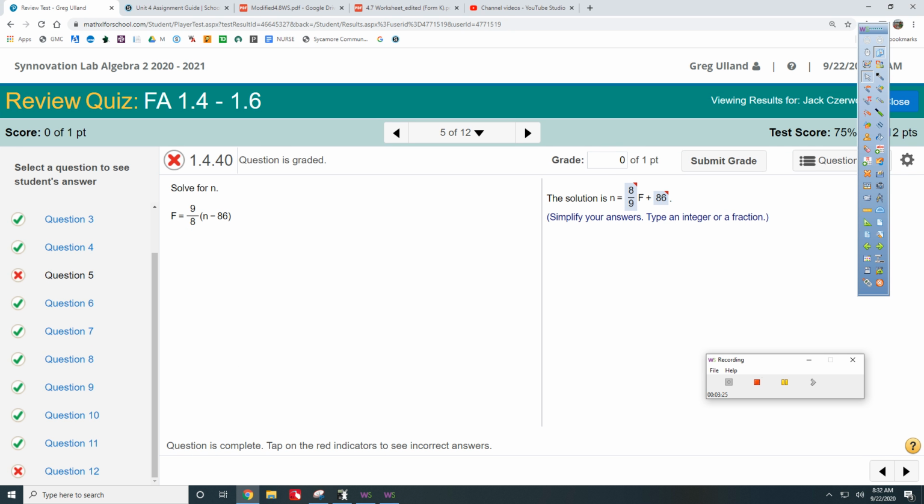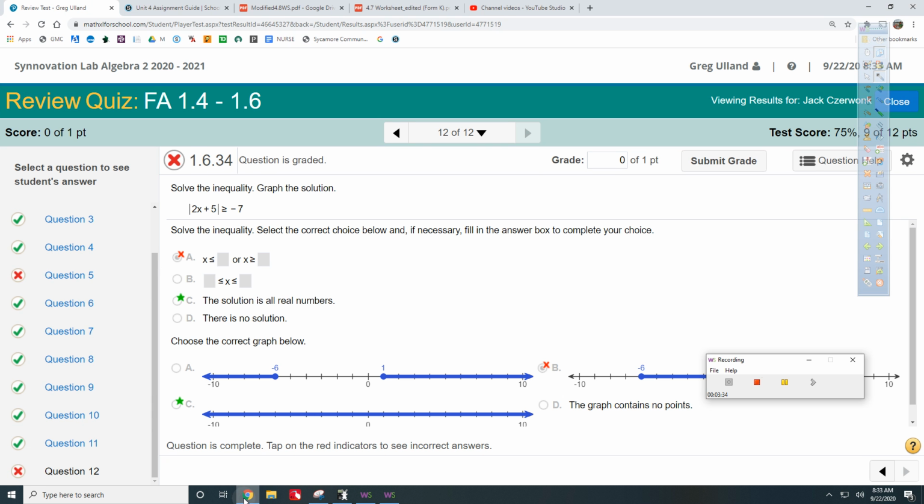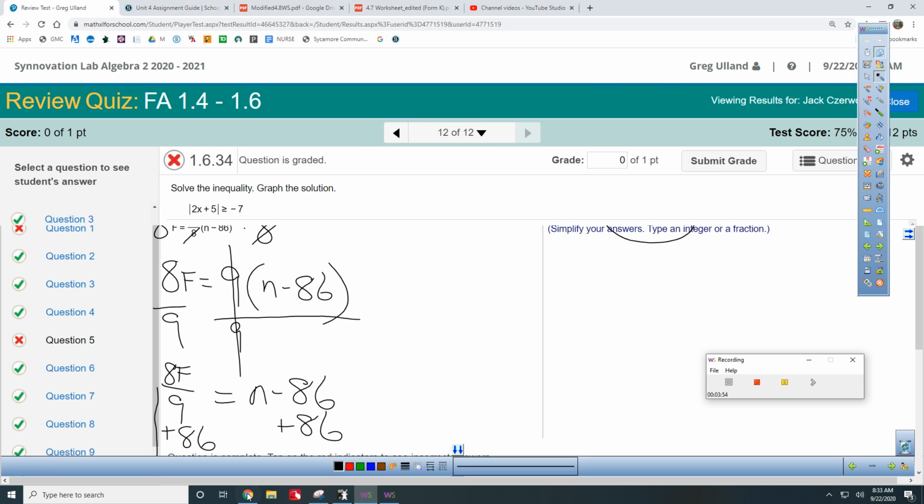And finally, number 12. Okay, this one's pretty tough, Jack. I can tell that you've gotten the other ones right, so hopefully you've had some success with inequalities. When you have an inequality and an absolute value, you've got to take this and turn it into two different equations.